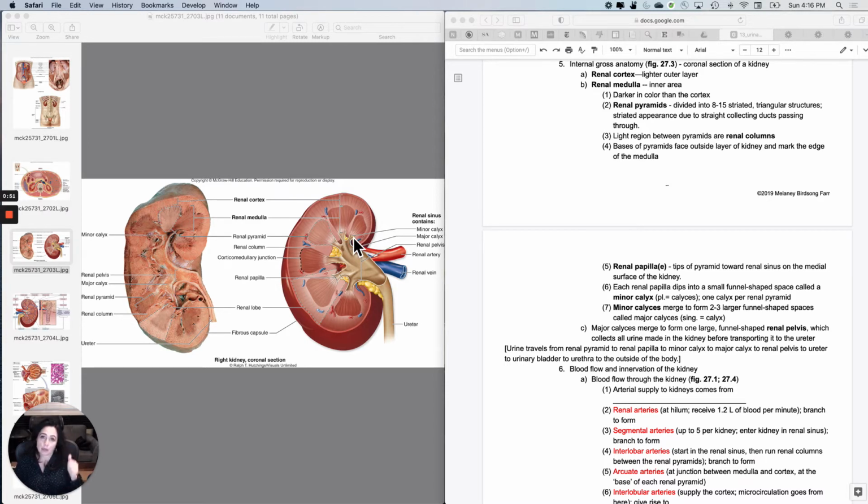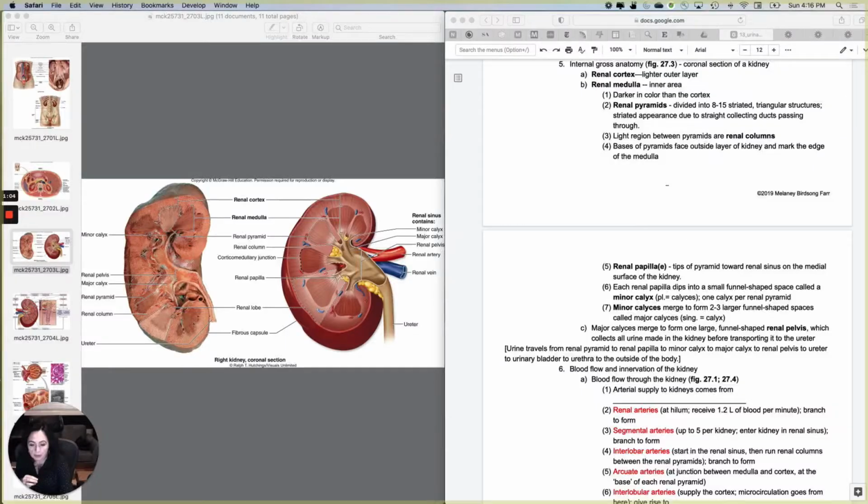The base of the pyramid faces outward toward the cortex. The tip of the pyramid is more medial, and it faces the medial surface of the kidney. The tip of each pyramid is called the renal papilla. Papilla, again, means nipple. Here's your renal papilla right there at the base, and it is surrounded by a little cup. The little cup is called the minor calyx. Each renal pyramid has a papilla that's surrounded by a minor calyx.